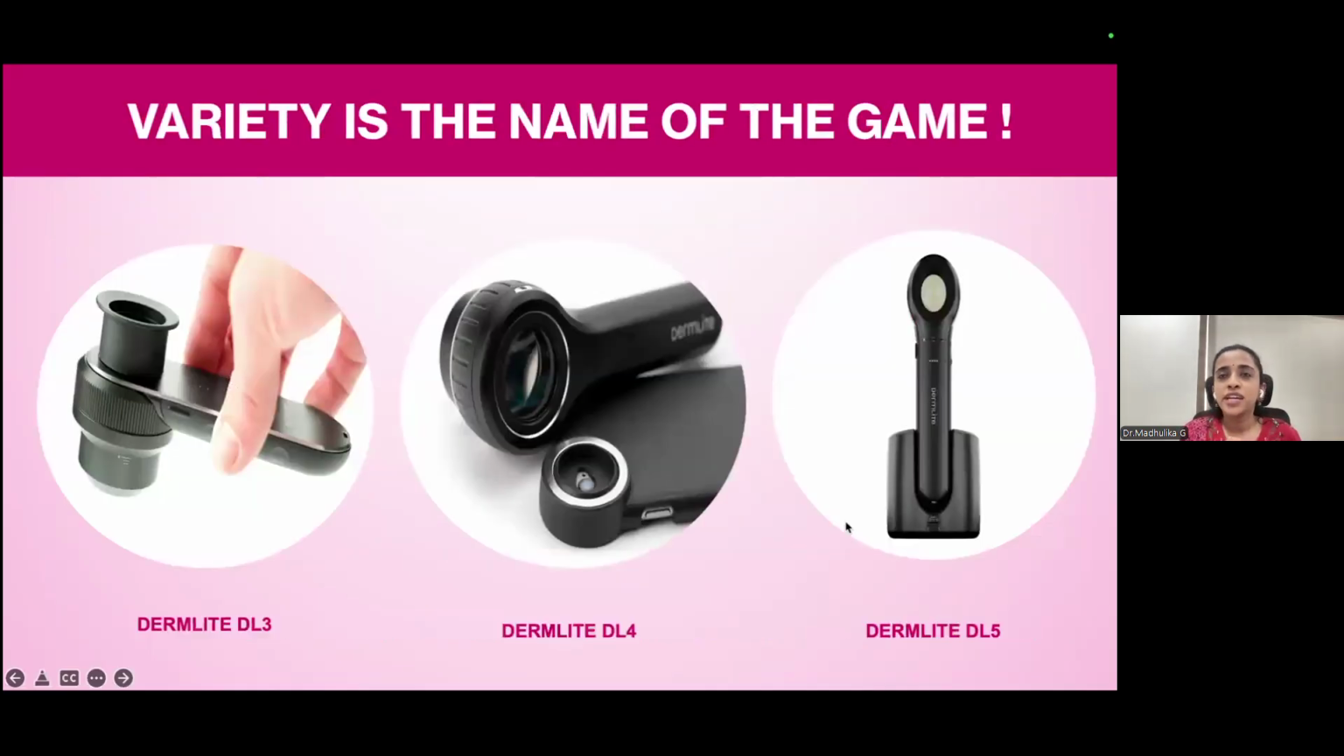So variety is the name of the game. There are so many dermoscopes in the market and also several variations of the existing dermoscopes. Broadly, they're classified into handheld and video dermatoscopes. In handheld dermoscopes, the most common one we use is DermLite. DL3, DL4, DL5 are the ones that most commonly people are using, DL4 and DL5 being the newest, right? And in DL5, you get the extra advantage of having UV light incorporated into it along with the polarized and non-polarized lights.